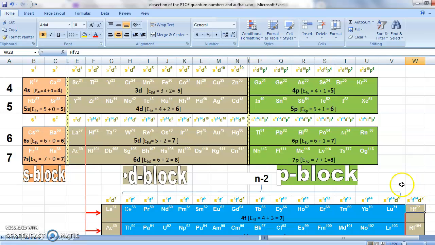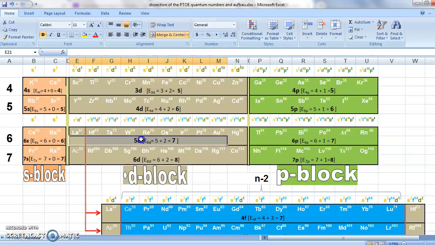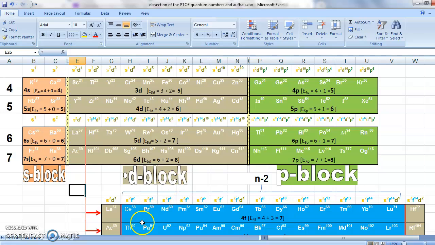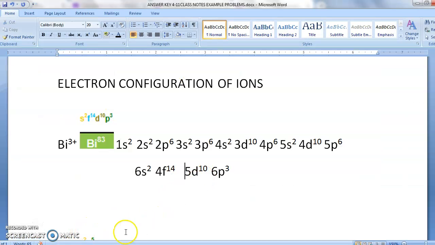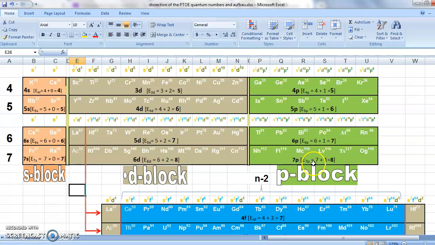Where do I go after 72? There's 72 right there. That's telling you just return to that spot right there, and now we can fill the 5d. How many elements are there? Let's count them. There is 1, 2, 3, 4, 5, 6, 7, 8, 9, 10. So I'm going to return and make sure that I wrote 5d10. I did. Back to here.